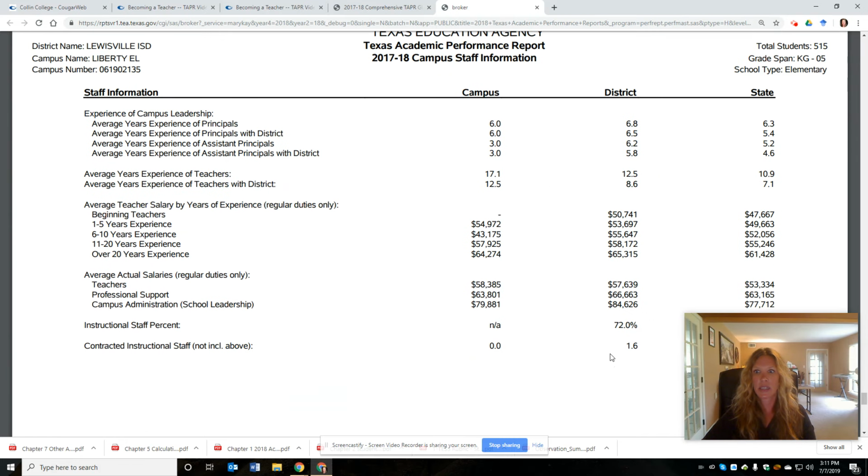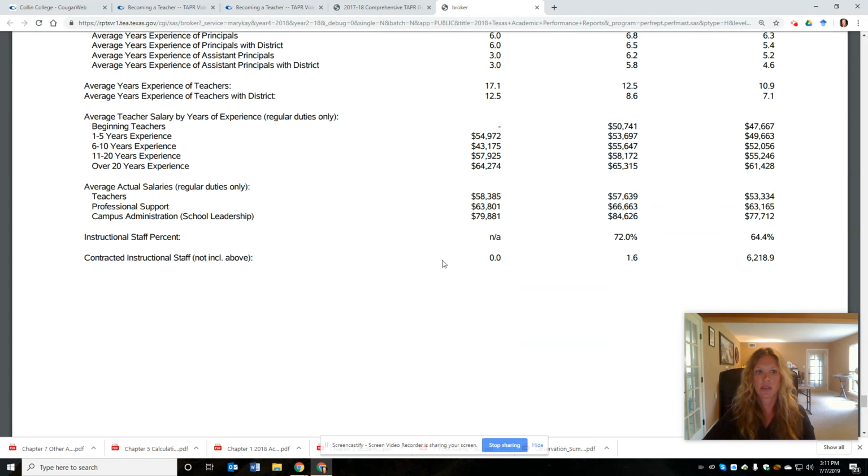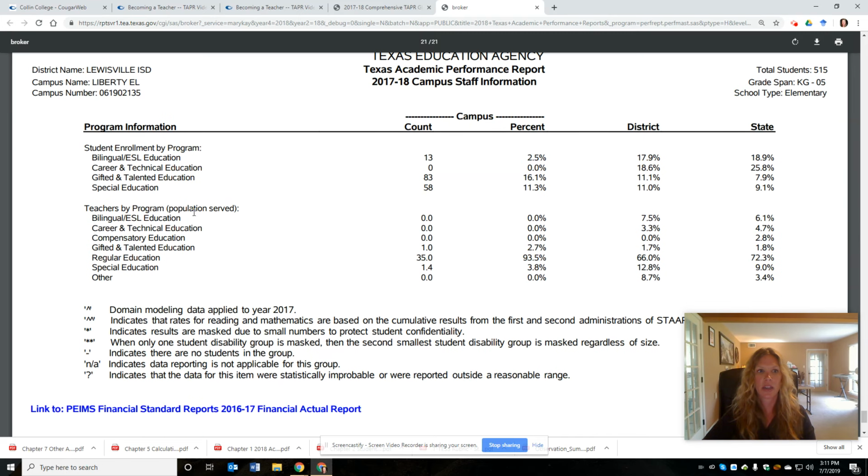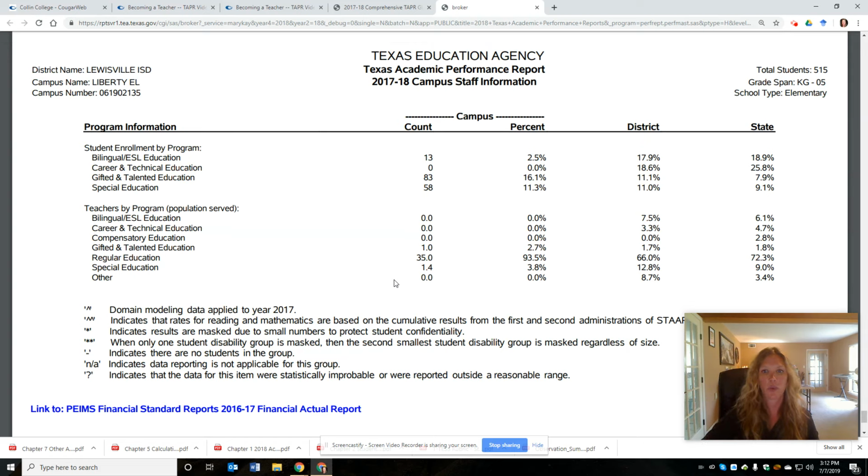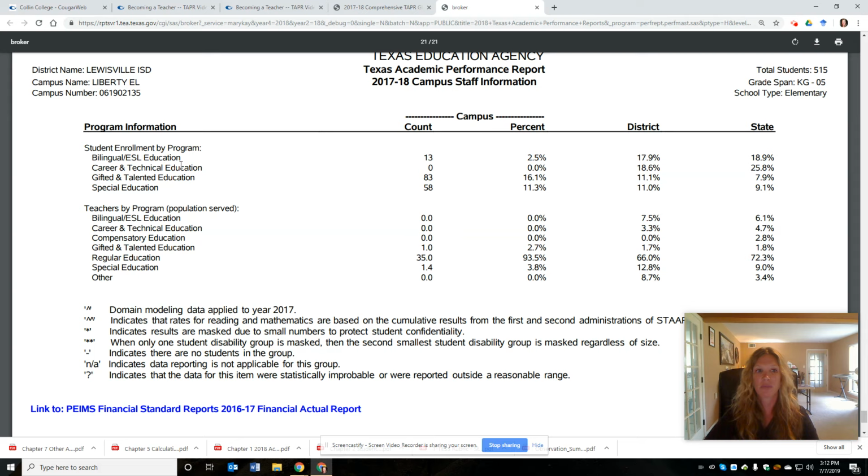Okay, and then fun things about average salaries and stuff like that. And then here's the last little piece as far as just demographic data, and then we'll move up to performance data. We see how many students are in bilingual ESL, so 2.5%, which kind of mirrors that ELL number, because that was 2.5% as well. Career and tech, gifted and talented, which is very high. I mean, state is 7.9. This is a little, not even a little, a lot skewed. And then special ed population is at 11.3%.